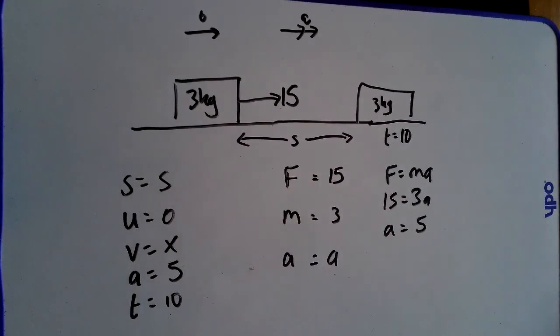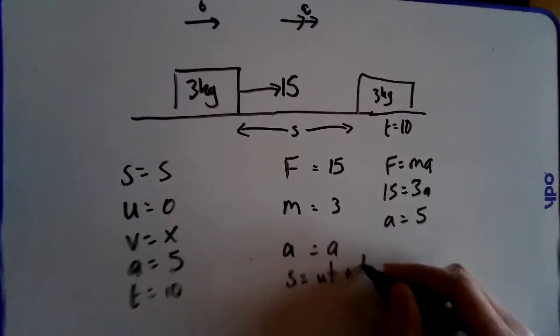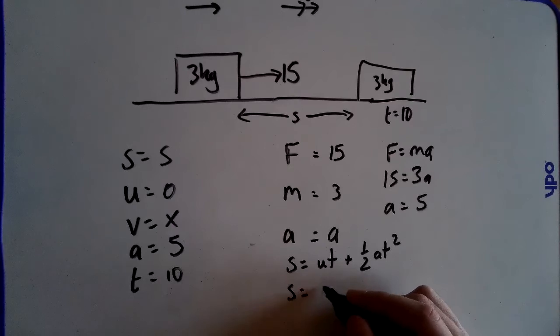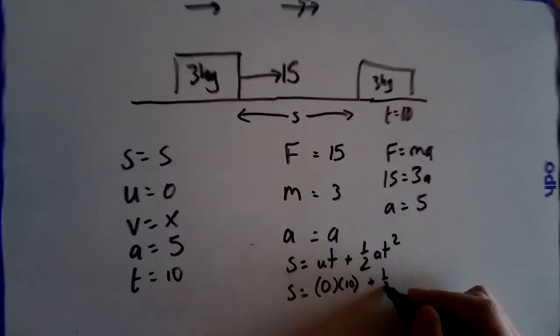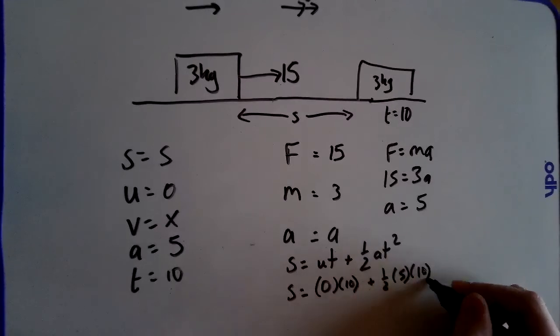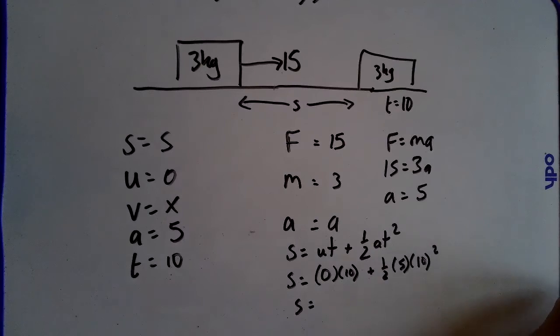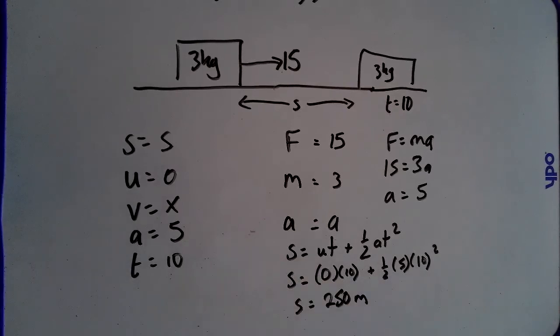So I don't need the v. So I need the formula without v. So it's s equals ut plus half at squared. Sub in your numbers. So 0 times 10 plus half times 5 times 10 squared. So s is, just type that in your calculator, 250, and the units is meters. That's it.